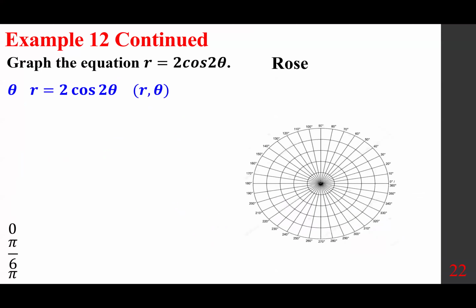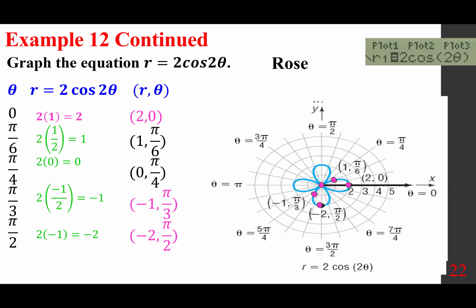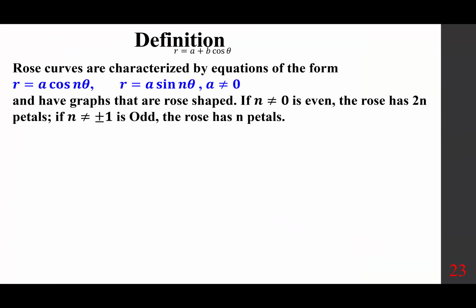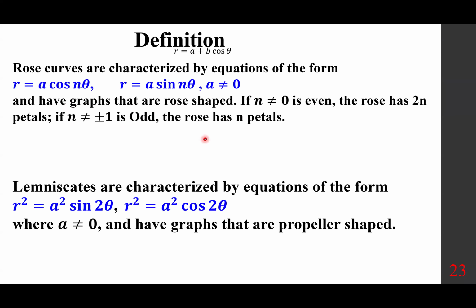So we've seen this. Let's look at the last part. Rose curves are characterized by equation of the form r equals a cosine n theta, or r equals a sine n theta, where a can't be 0, and have graphs that are rose shaped. If n is not equal to 0, is even, the rose has 2n petals. If n not equal to plus minus 1 is odd, the rose has n petals. So when it's odd, n petals. When it's even, 2 times that.